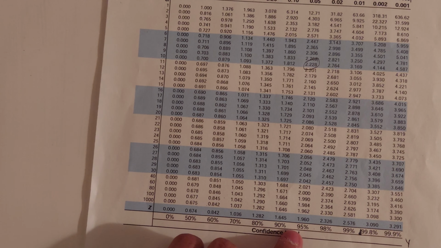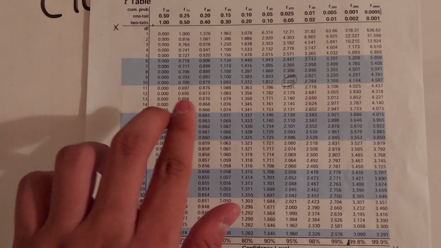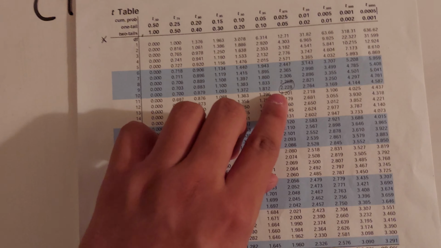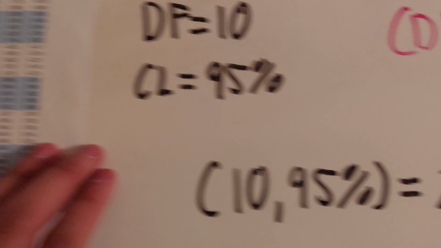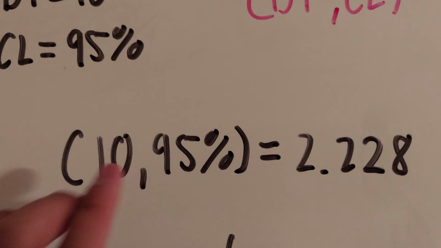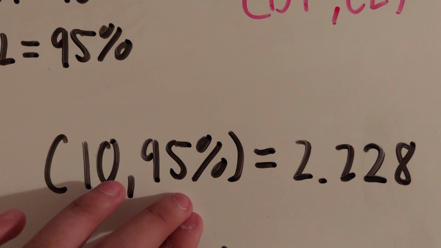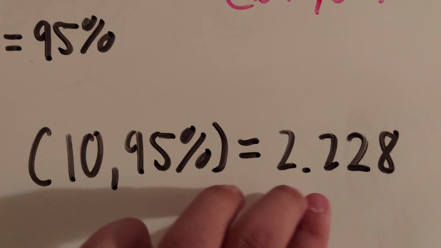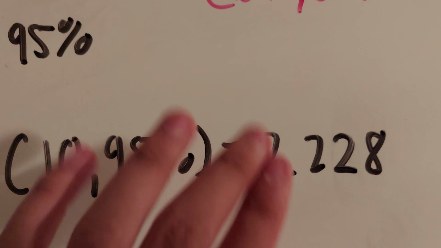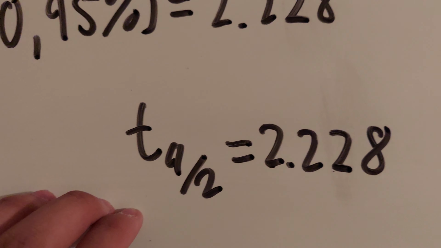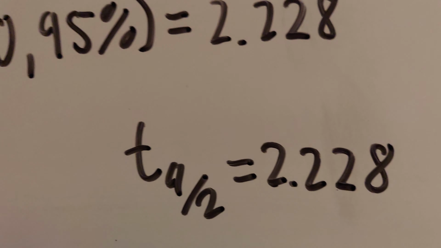We're also going to go over here to our y-axis. We're going to use our 95% that was given to us. So now we're going to pinpoint where these two meet. That's going to be 2.228, as shown here. So degrees of freedom 10 and confidence level 95%, when they both meet, equal 2.228. Therefore, t alpha over 2 is equal to 2.228.